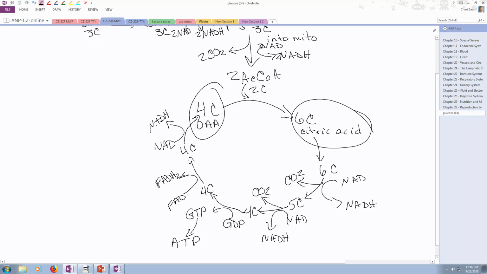So indeed, if we count up our NADHs that we get, we have 1, 2, 3 NADHs, 1 FADH2, and 1 ATP per turn of this TCA or Krebs cycle. We do this twice, and so these numbers have to be doubled if we're doing what I call an ATP balance sheet, which we're going to be doing in just a little bit.